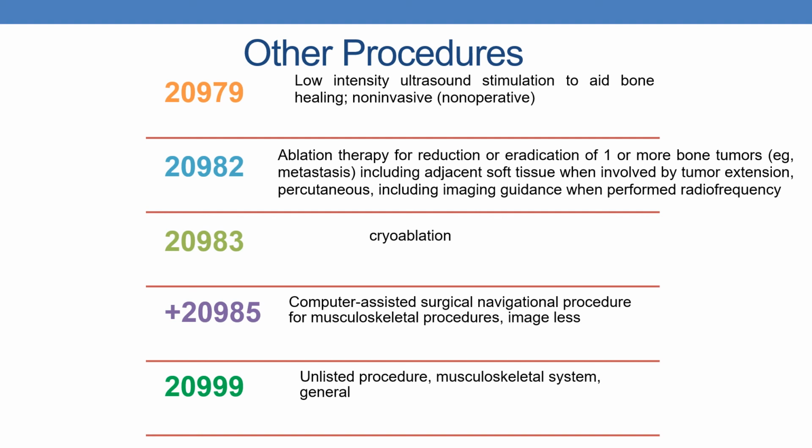The next is add-on code plus 20985, which is computer assisted surgical navigation procedure for musculoskeletal procedures, imageless. List separately in addition to code for primary procedure. And for computer assisted navigational procedures with image guidance based on preoperative or intraoperative obtained images, see 0054T to 0055T. And finally, unlisted procedure 20999, unlisted procedure, musculoskeletal system, general.